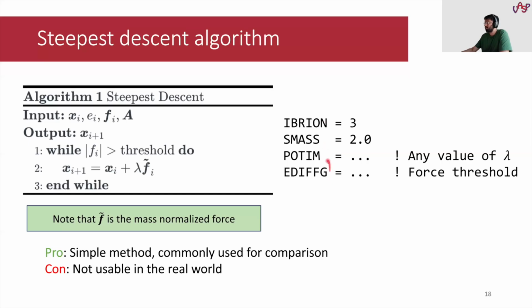It is possible to do with VASP. I illustrate some of the INCAR tags that you need. You need to set IBRION equal to 3. You need to set SMASS equal to 2, and we'll talk a little bit more about SMASS in the coming slides. You need to set POTIM, which is the value of lambda here. And EDIFFG is basically a threshold that you need for the forces. We'll come to what the exact numerical value should be, but this is the tag that you need to look at. Great. Okay. So simple algorithm, we got that out of the way. Let's see how we can improve it.